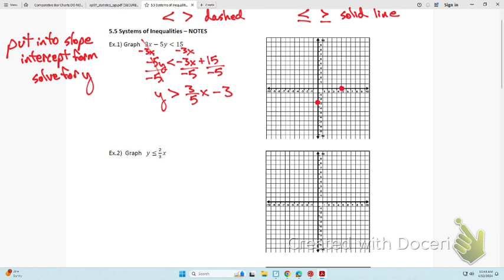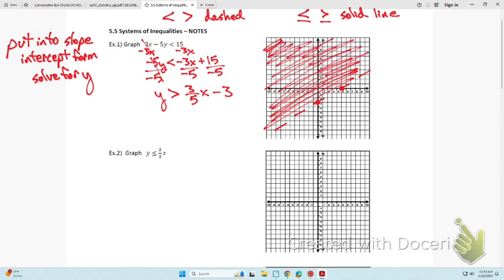And I see a greater than sign. I don't see an or equals. So we make a dashed line. Also, it says greater than in the positive direction, like y is bigger. So that means you shade above.